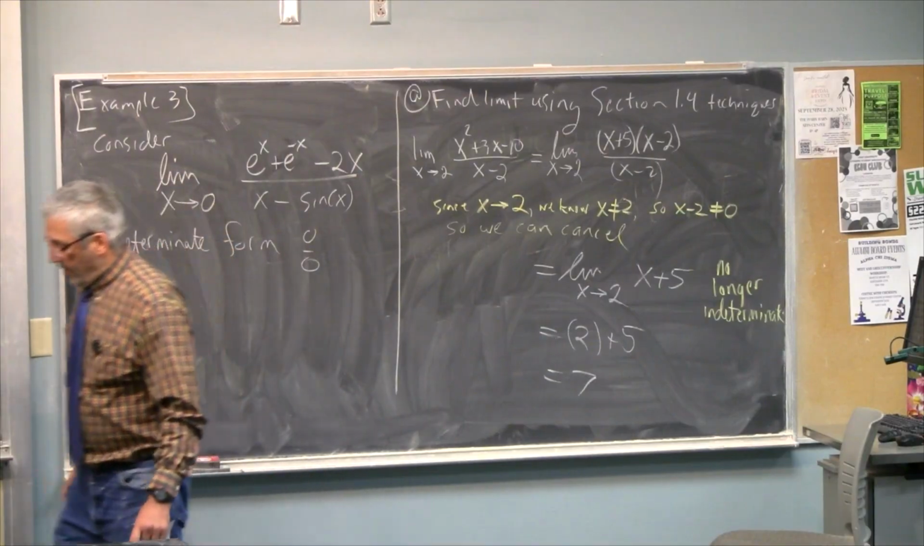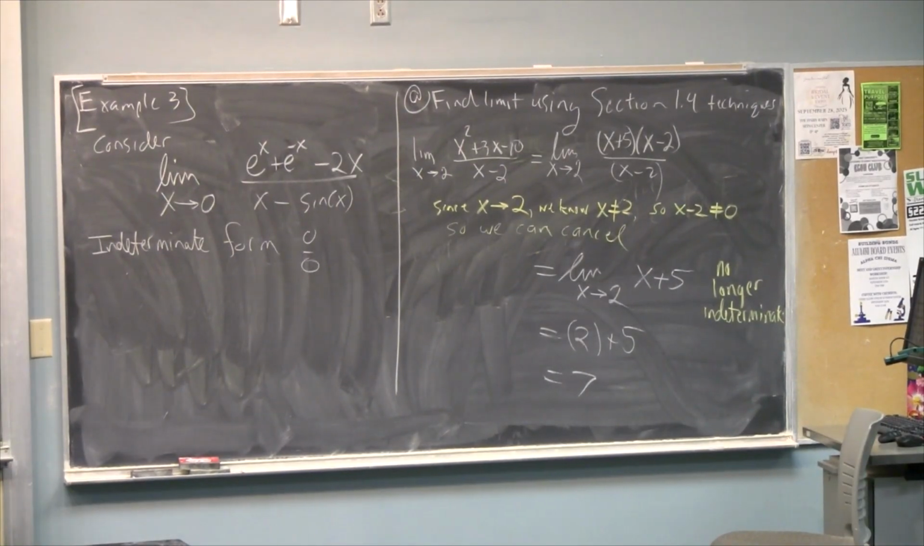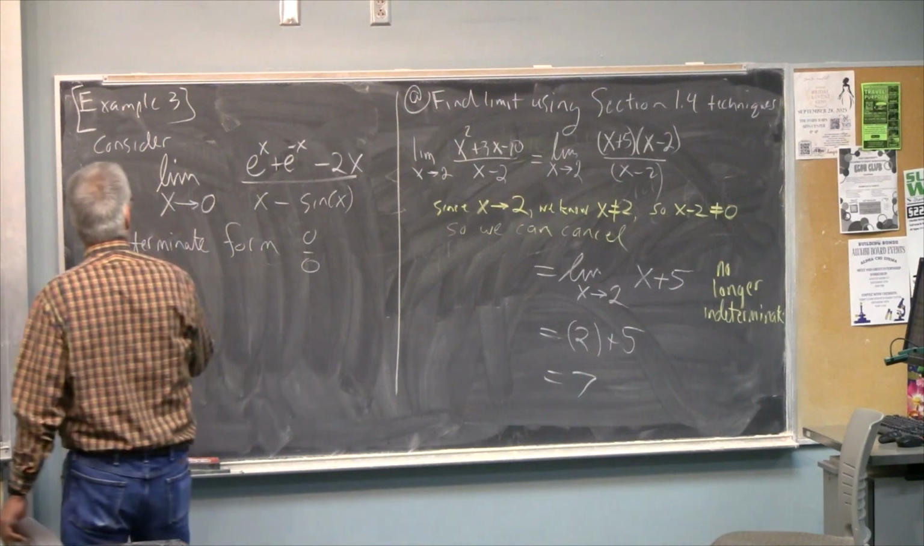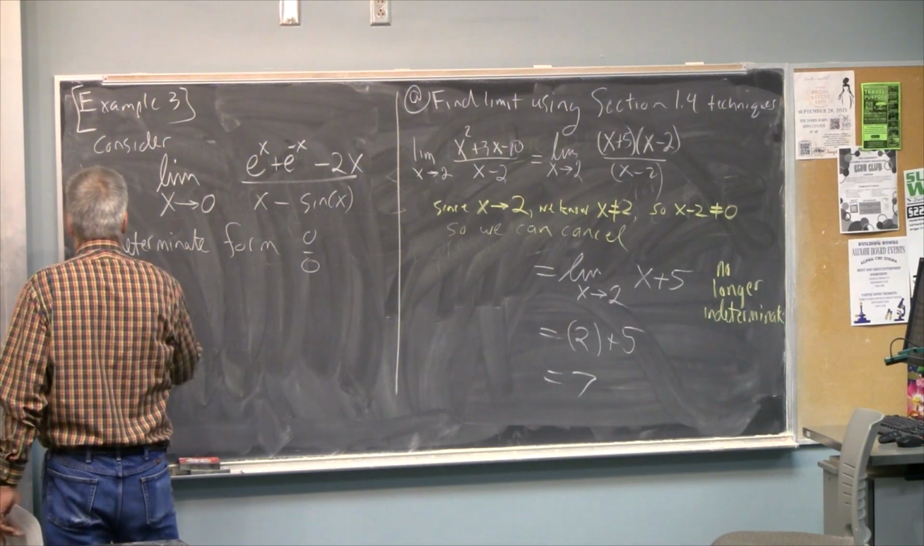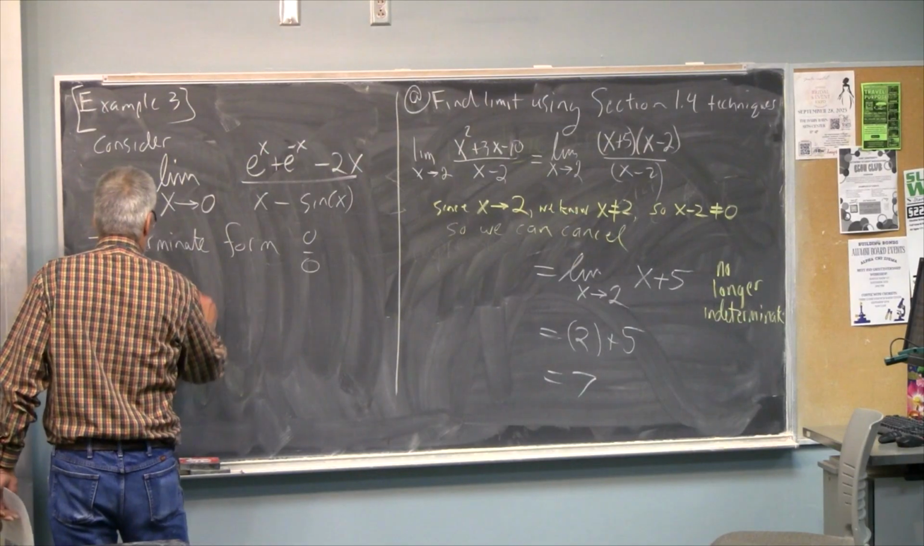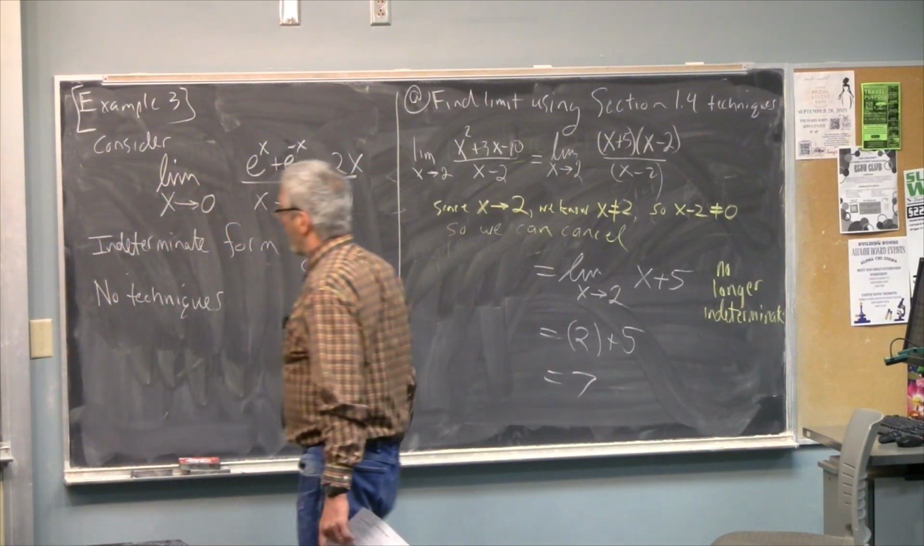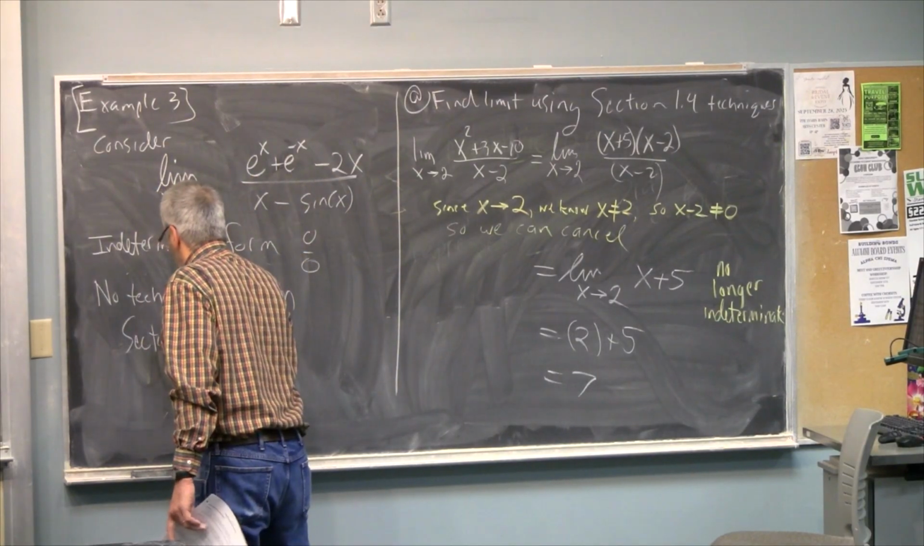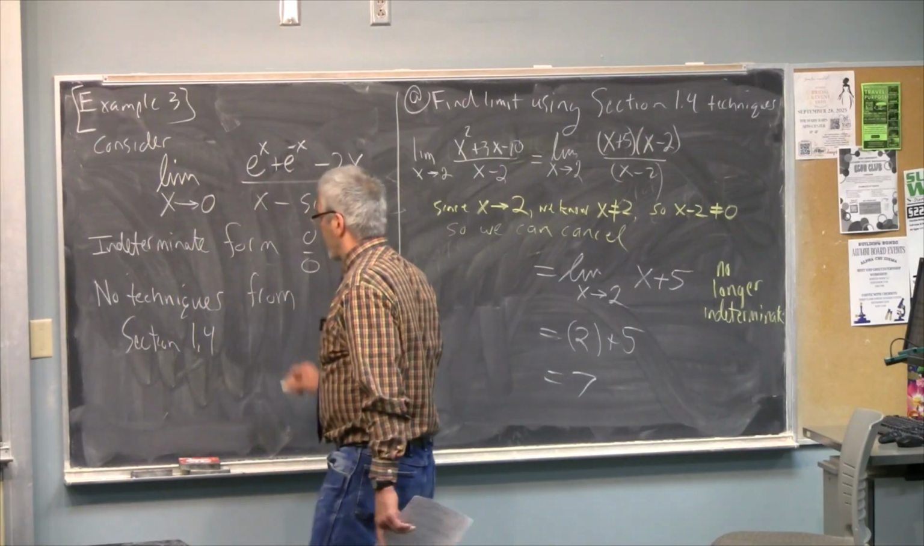So, again, the technique from section 1.4 that the book did was stuff that is at your level. I mean, it's geometry that you know, but you've forgotten. And the squeeze theorem, which you learned in section 1.4, but didn't use enough to get really good at. But it is technically stuff from section 1.4. But in this form, no techniques from section 1.4 can help us.